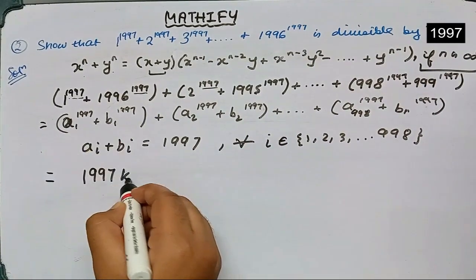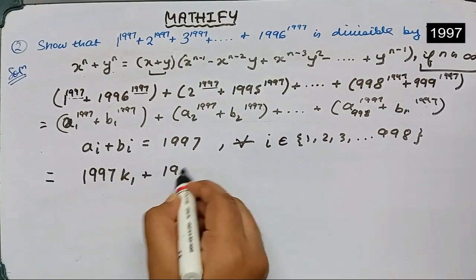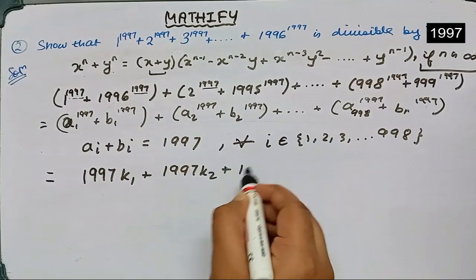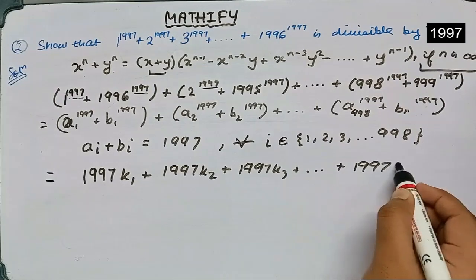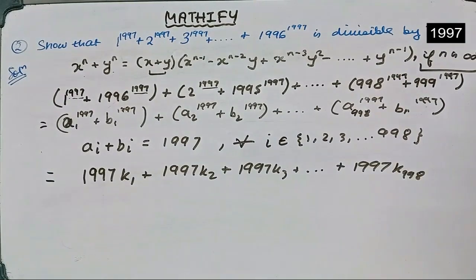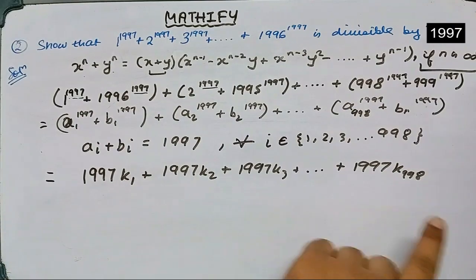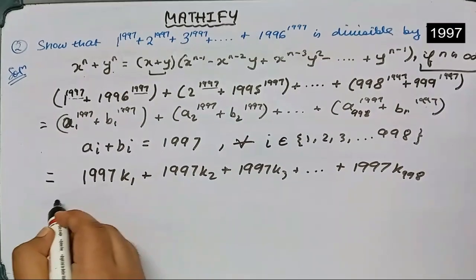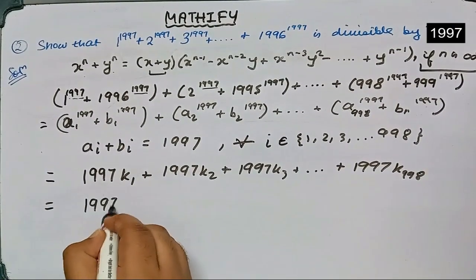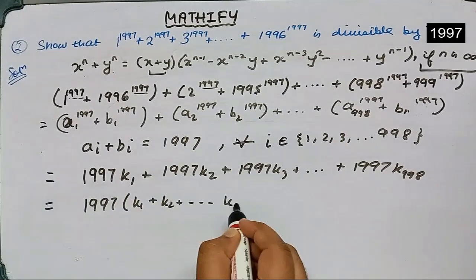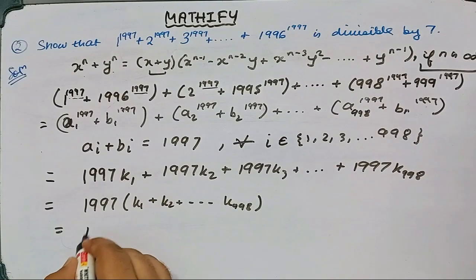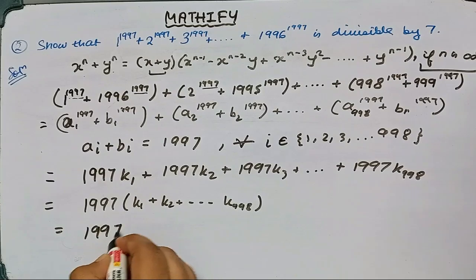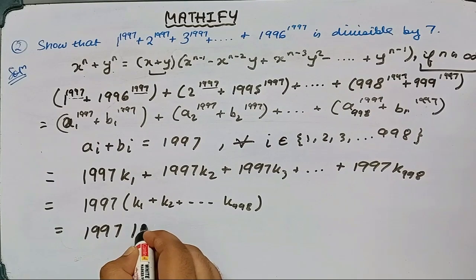So the first bracket can be written as 1997 k1, the second bracket as 1997 k2, the third as 1997 k3, and so on up to 1997 k998, where k1, k2, k3, up to k998 are integers. I can group them as 1997 into (k1 plus k2 plus and so on up to k998), and then I can immediately say that this expression is divisible by 1997 into some integer capital K.